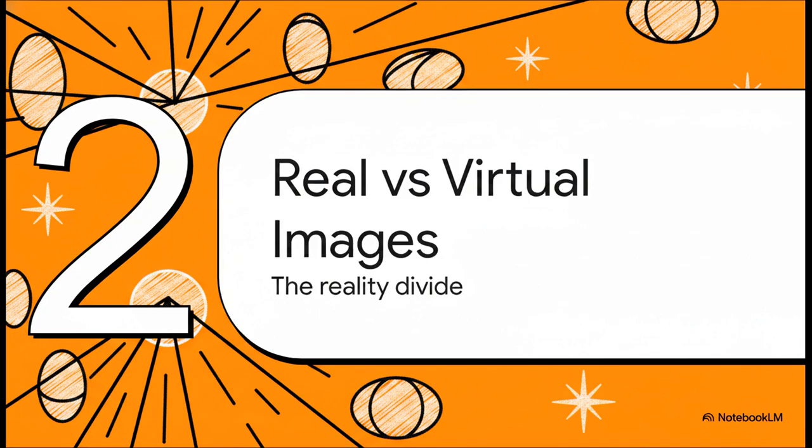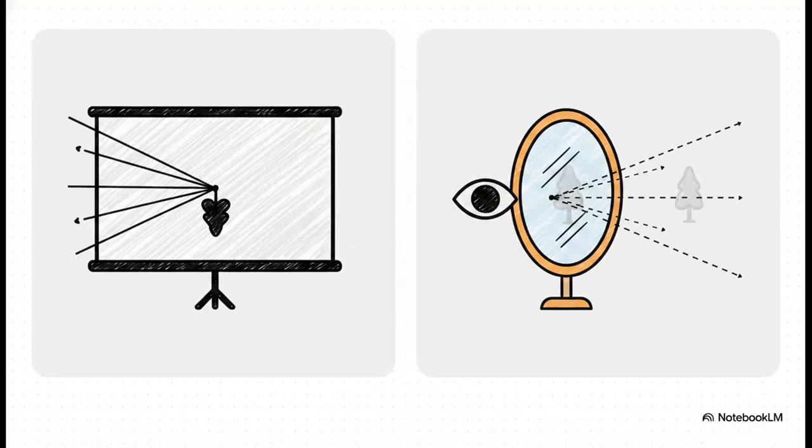Moving right along to Section 2, Real versus Virtual Images. Okay, this is absolutely crucial. The reality divide. Real images happen when light rays physically converge and actually meet each other in space. Because the light is genuinely there, you could place a piece of paper or a cinema screen at that exact spot, and boom, the image is projected right onto it. Also, keep in mind real images are always inverted, meaning upside down.